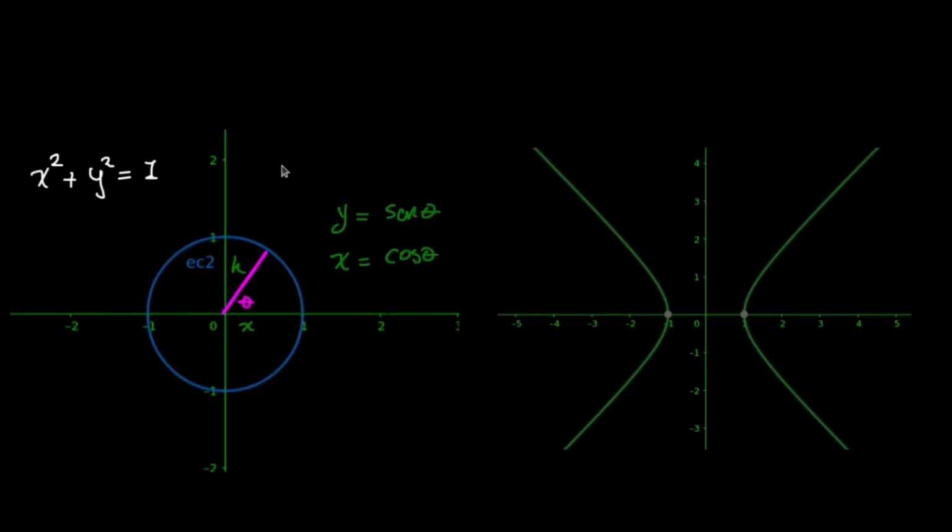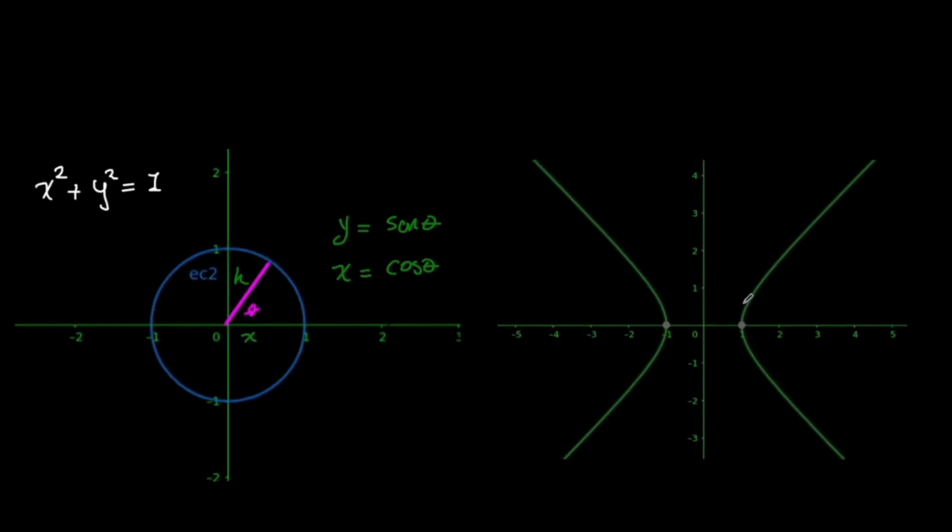Now, what happens if we do the same thing on a hyperbola? If we want to describe the coordinates of any point on a hyperbola, we start with the equation x squared minus y squared equals 1. Notice that the only difference from the unit circle is the sign, and that turns the circle into a hyperbola.